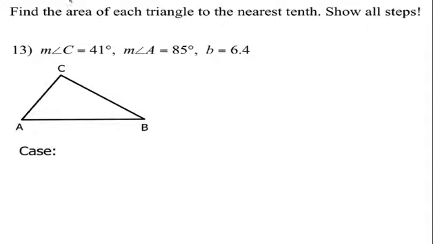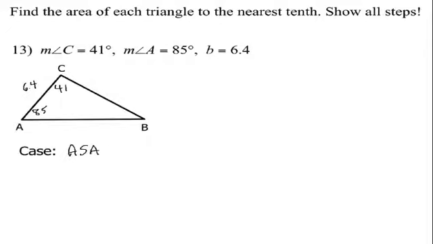So the first thing you're going to want to do, of course, is angle C is 41, so you want to put a 41 right there. Angle A is 85, and then little b, which is across from angle B, is going to be 6.4. So when we analyze that, we've got an angle, a side, and an angle. So two angles and the included side, which makes it the ASA case.